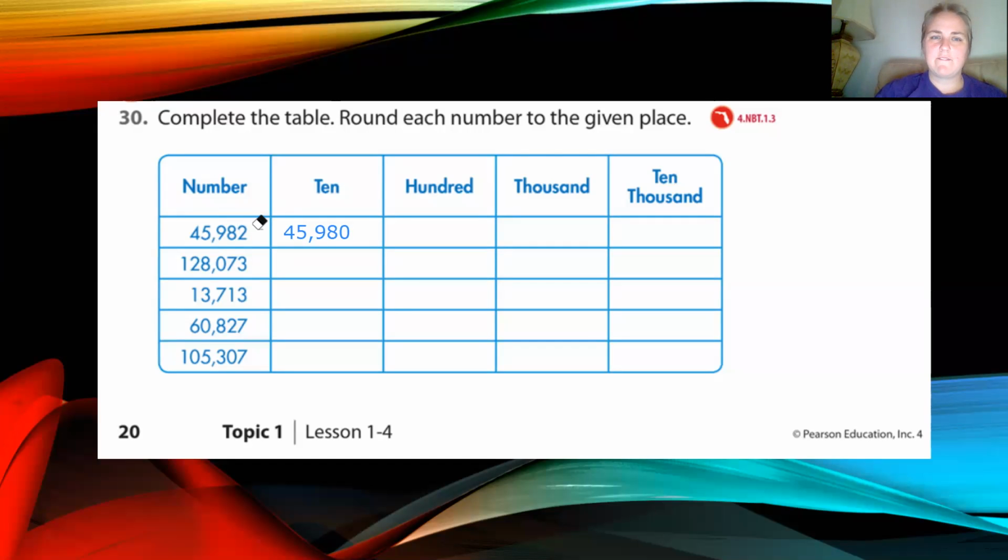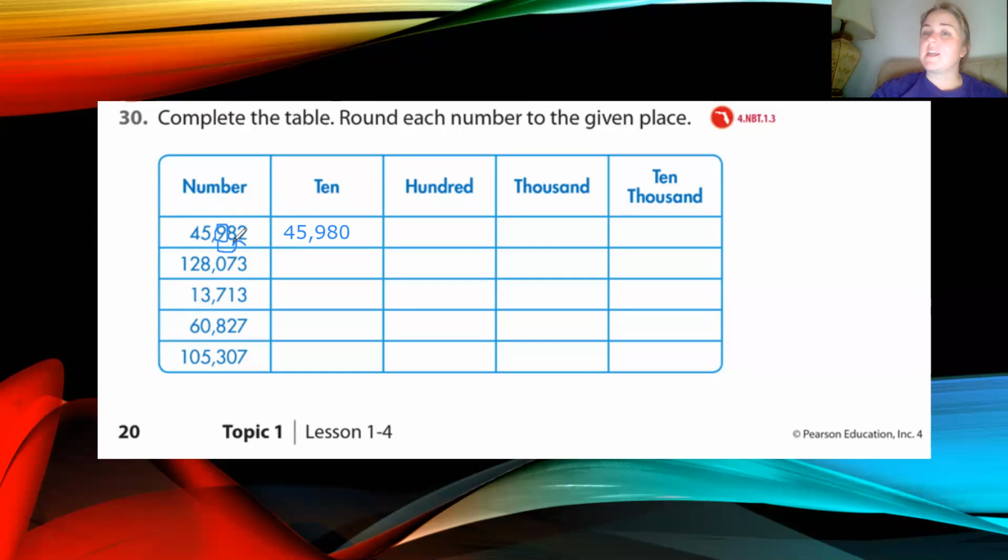Hold on. Okay, the next one, hundreds. So remember, I'm going to circle the hundreds. I'm not so good with the circling. And then I'm going to draw my arrow next door, because that's the number that's going to help me determine if the number 9 is going to go up or if it's going to stay the same. So when I look next door, the number is 8, which is 5 or more. So I'm going to let it soar.